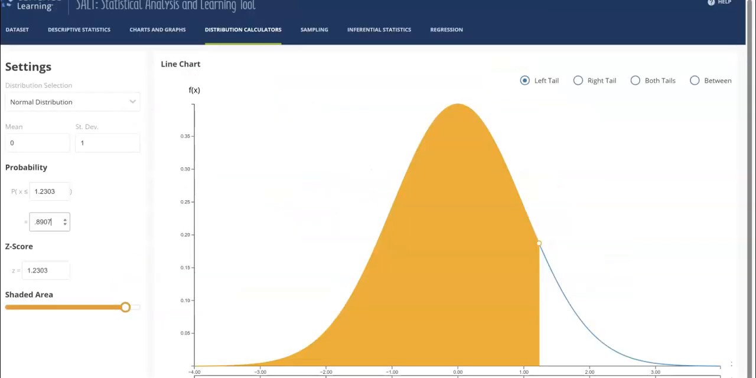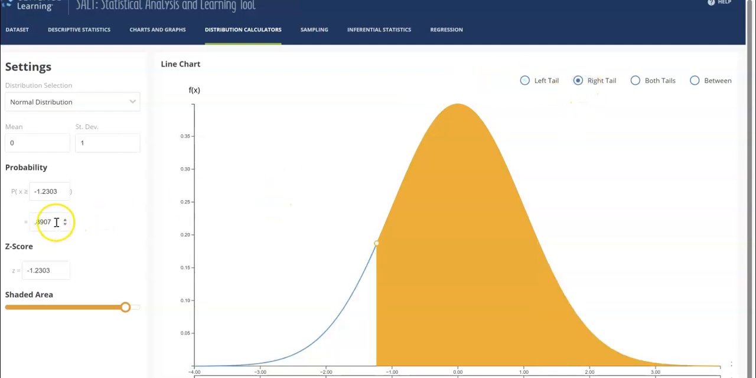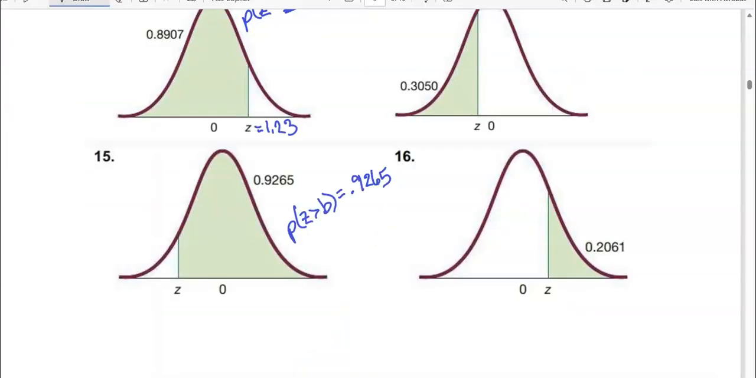So going back to our technology, we are now choosing the area to be in the right tail. And we're typing in 0.9265. And then we're going to get that z-score of negative 1.45. And we can look at either place here. So that's equal to negative 1.45.